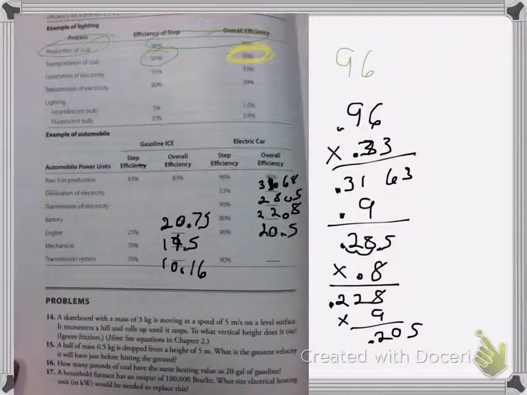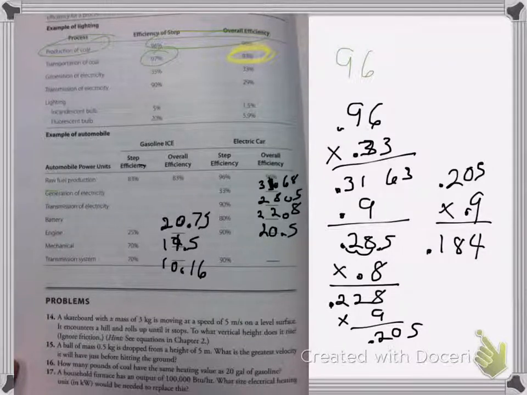And my last step is, I'm going to write over here, 2.05 times my 0.9, and I get 18.4, so 0.184, or 18.4%. So for the second part, the final efficiency reading for the energy used in the process of the electric car is 18.4 in its percentage. So this is how you do this table, and I hope this helps.